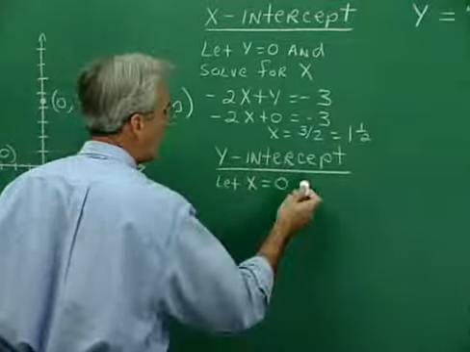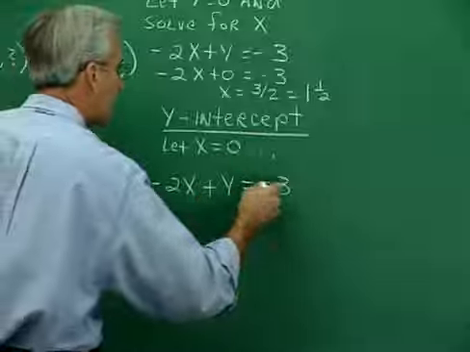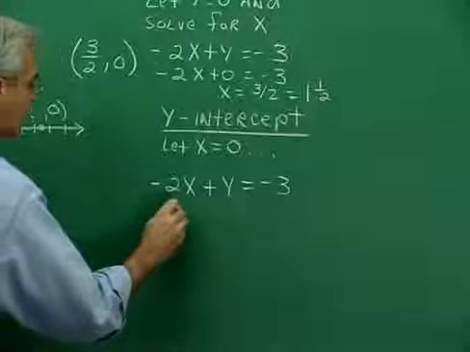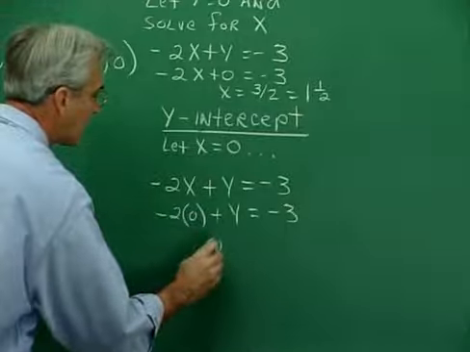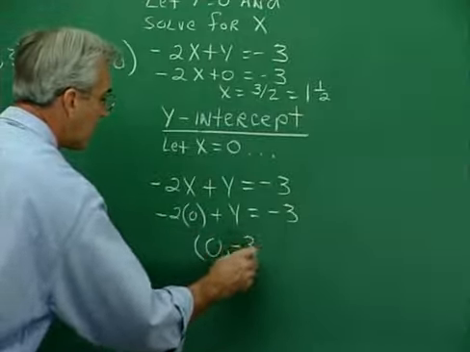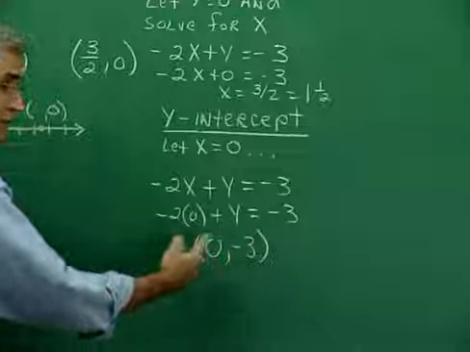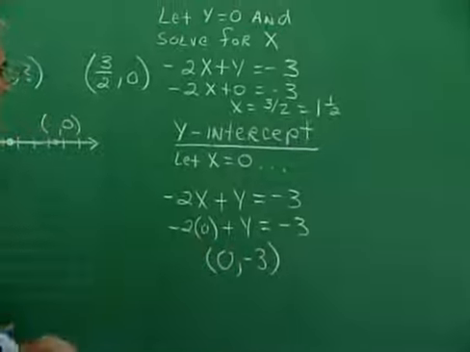All right, let's do that. We have negative 2x plus y equals negative 3. We let x be 0. We have negative 2 times 0 plus y equals negative 3. This term goes out, so y is negative 3. When x is 0, y is negative 3. So the point (0, -3) is on the graph, and that is our y-intercept.